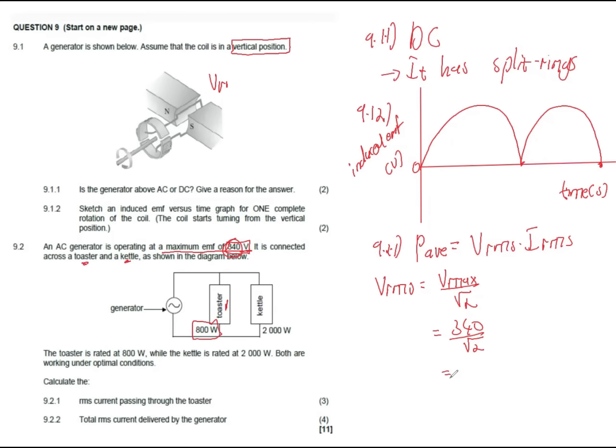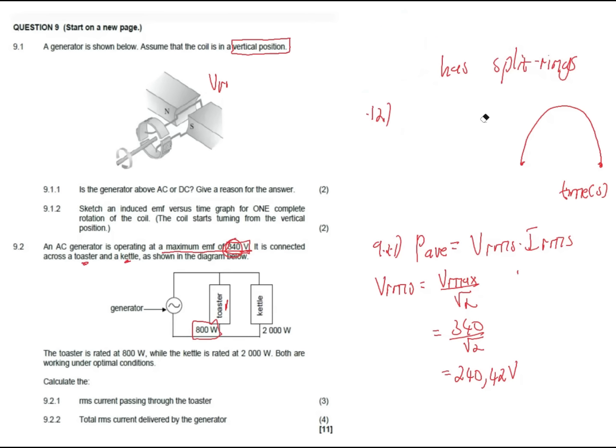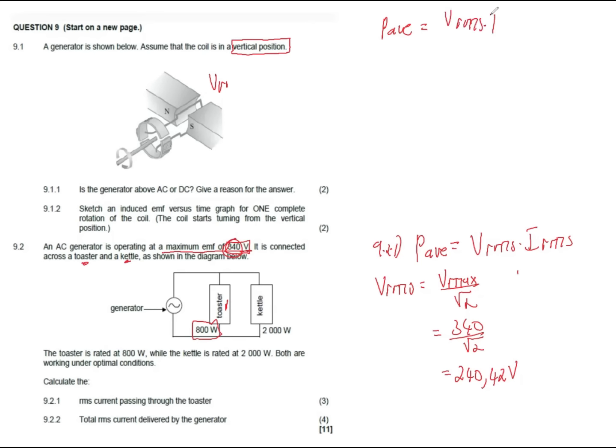340 divided by root 2. That's 240.42 volts. Now, we can use this formula to calculate the average power. To calculate the IRMS, we have the average power. So the average power is 800, and VRMS is 240.42, and then we have IRMS.